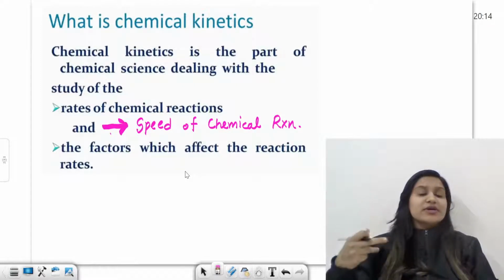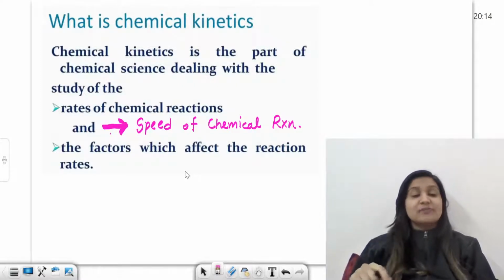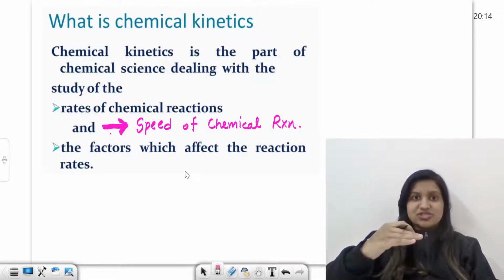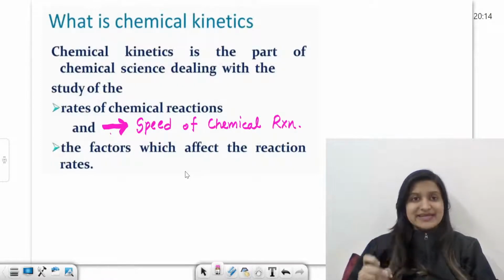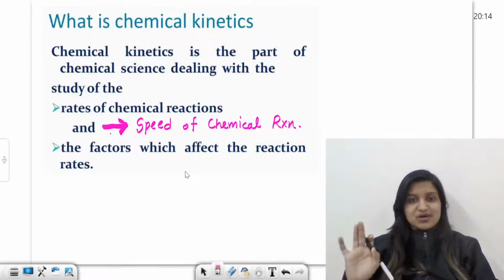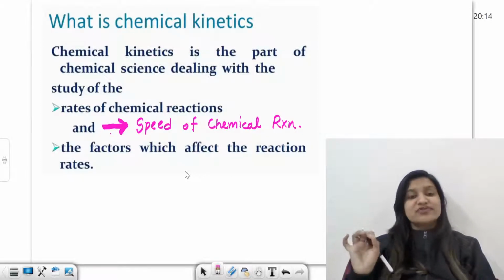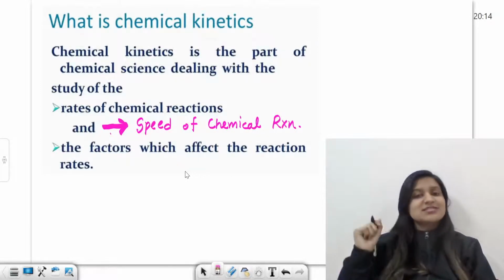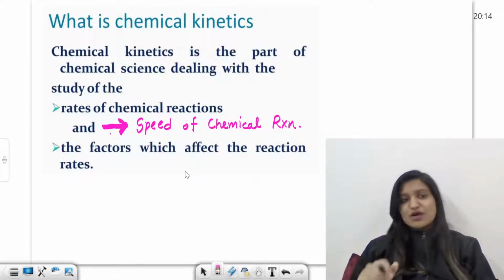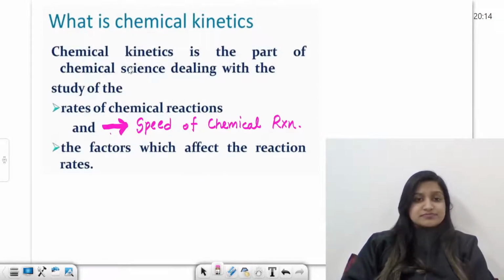But right here in this chapter, we are studying a reaction and its speed. Like, what is the speed of a reaction? All right, that's what we will be learning in this particular chapter. So let's see.